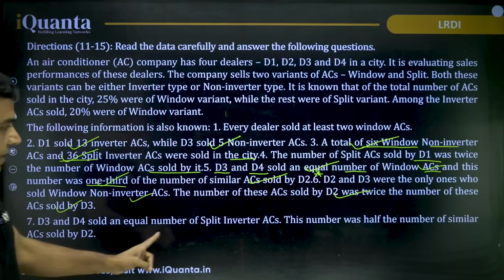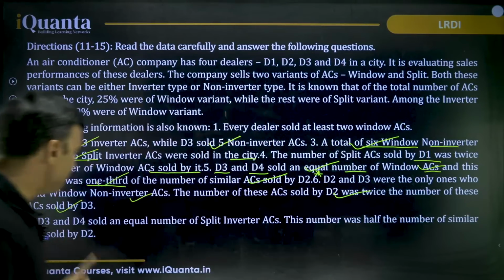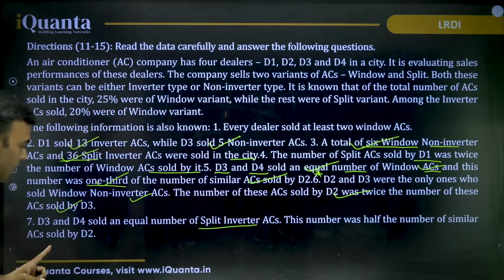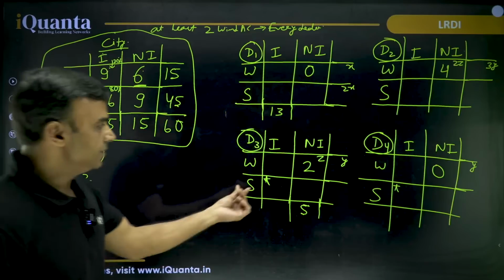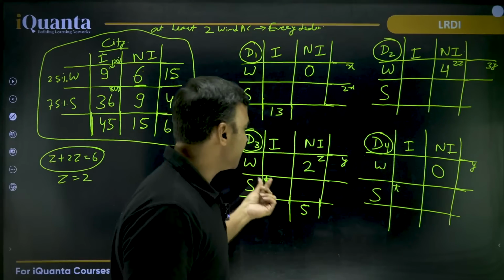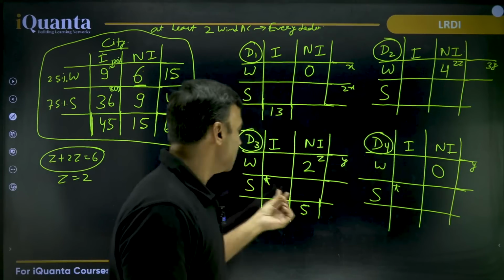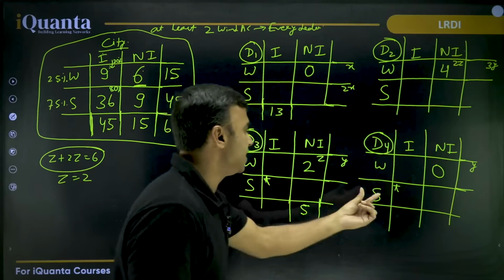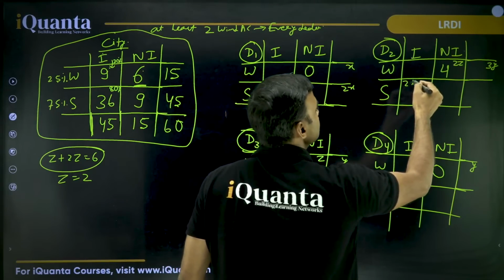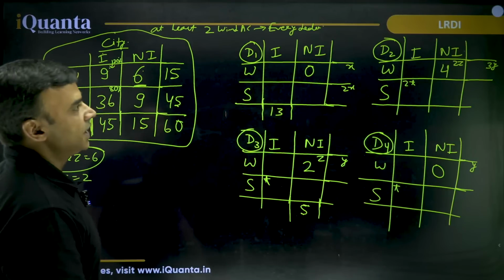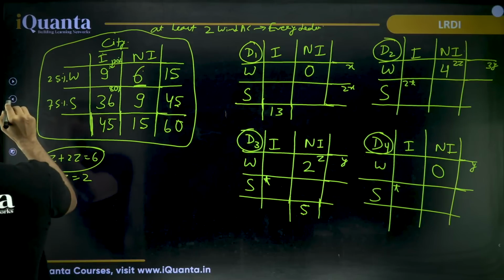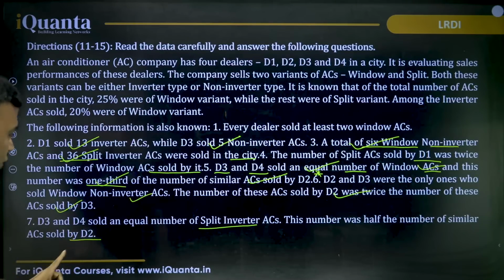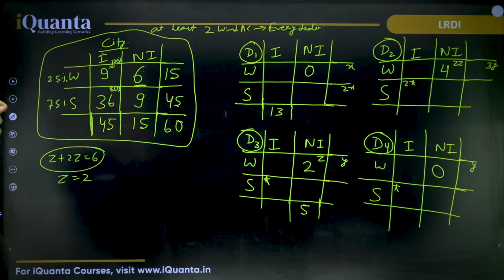The next information is that this number was half the number of similar AC, meaning split inverter by D2. So this T that we have taken, in the same category of split inverter of D2, should be half of this. If this is T, this has to be 2T. Nice. So we have got all the information here, and we have used all of them.